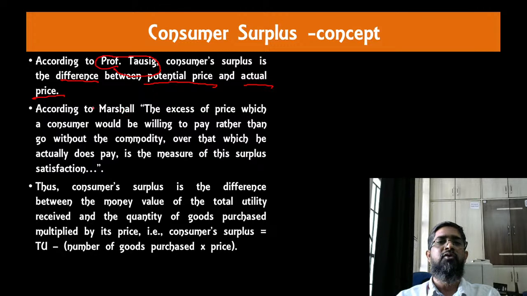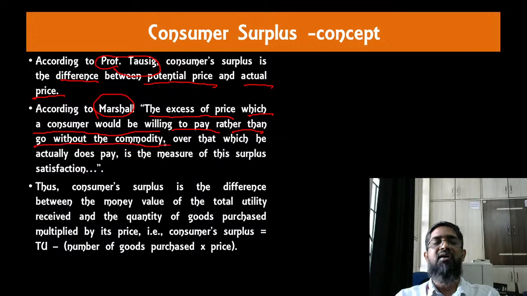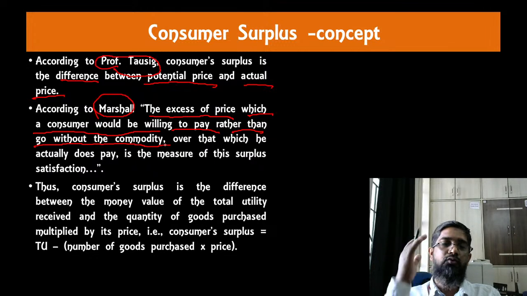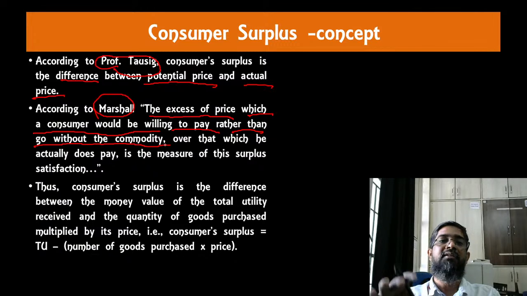Similarly, as it was popularized by Marshall, you see the very technical definition given by Marshall: the excess of price which a consumer would be willing to pay rather than going without the commodity. That means you have decided that you will buy it at the price which you have thought of, 9,000. So you will be willing to pay 9,000 rather than not buying it, not going without the product.